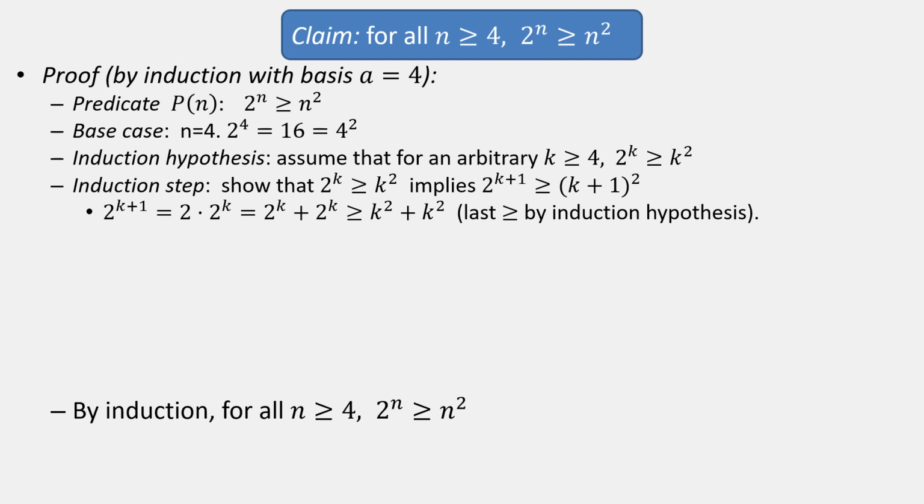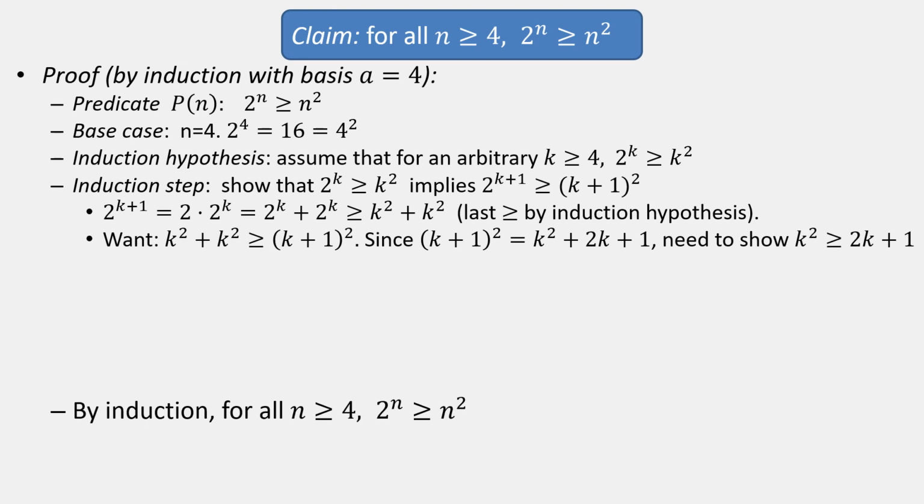Now, by the induction hypothesis, each of those 2 to the k's is greater than or equal to k squared. So 2 to the k plus 2 to the k is greater than or equal to k squared plus k squared. By the way, I could have written just 2 to the k plus 1 is greater than or equal to 2 times k squared, and that would be totally fine. It's just that this way makes it slightly easier for the next step.